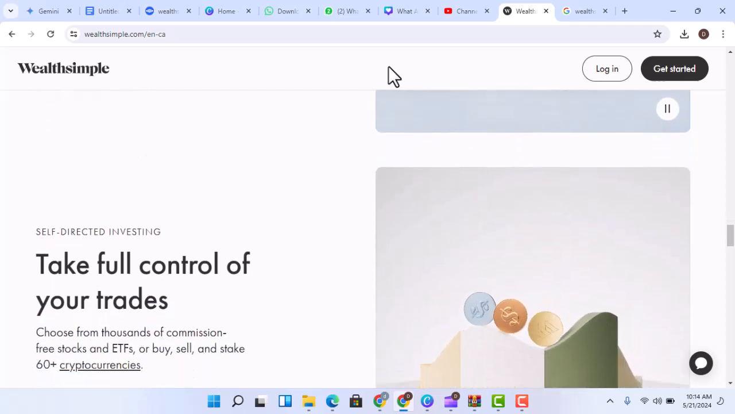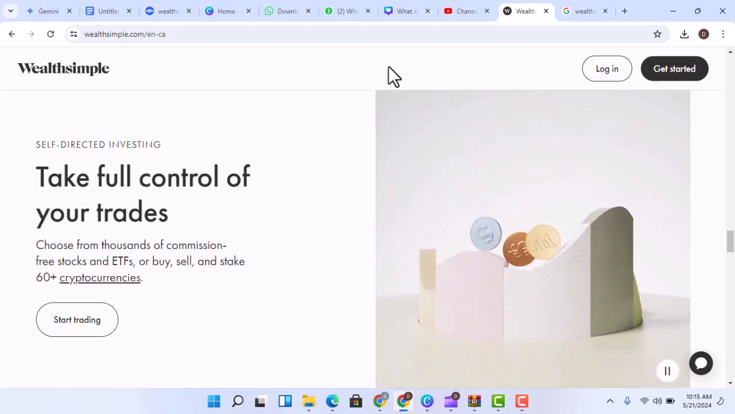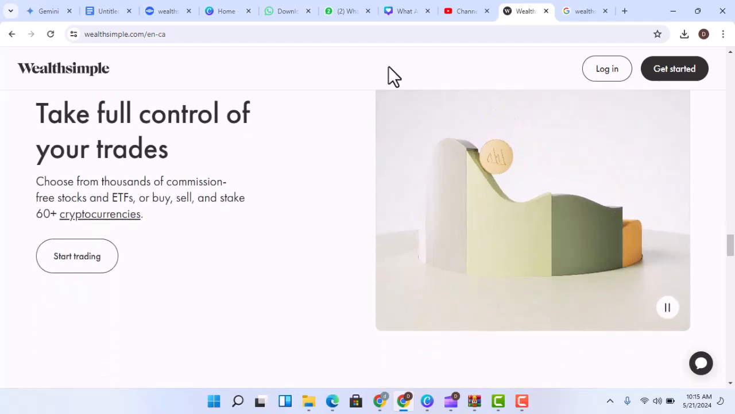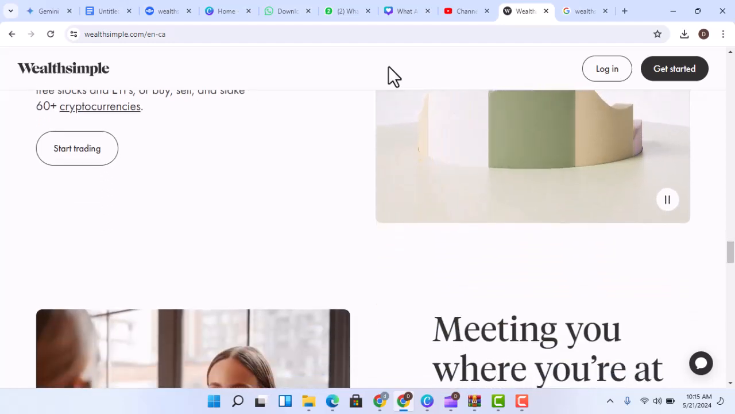Firewalls are used to filter network traffic and protect against malicious attacks. Regular security audits: Wealthsimple likely conducts regular security audits to identify and address potential vulnerabilities.